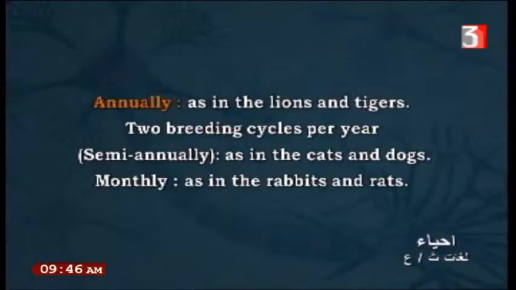Annually in lions and tigers means they can give birth one time, one breeding cycle. But cats and dogs can have a breeding cycle semi-annually, meaning twice in the year. Monthly, like the rabbit and rat, can produce a breeding cycle every month.